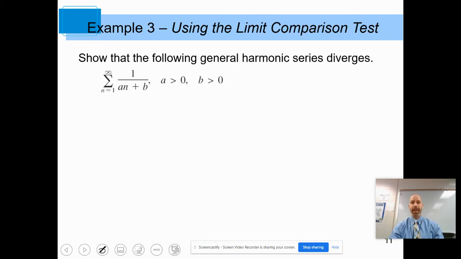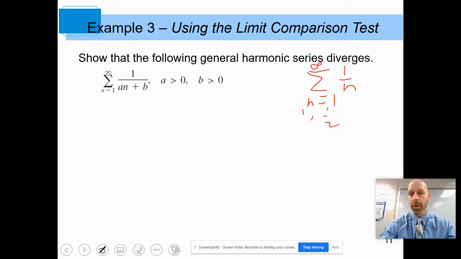Let's see an example. First example here, we just want to show that the general harmonic series diverges. If you recall, the harmonic series, which I have already mentioned in this presentation, is 1 over n. The sum of those values is 1 plus 1/2 plus 1/3 plus 1/4, and on down the line, and that diverges. For the general harmonic series, we're going to put a positive value a in front of the n and a positive b after it. We want to show that it diverges.